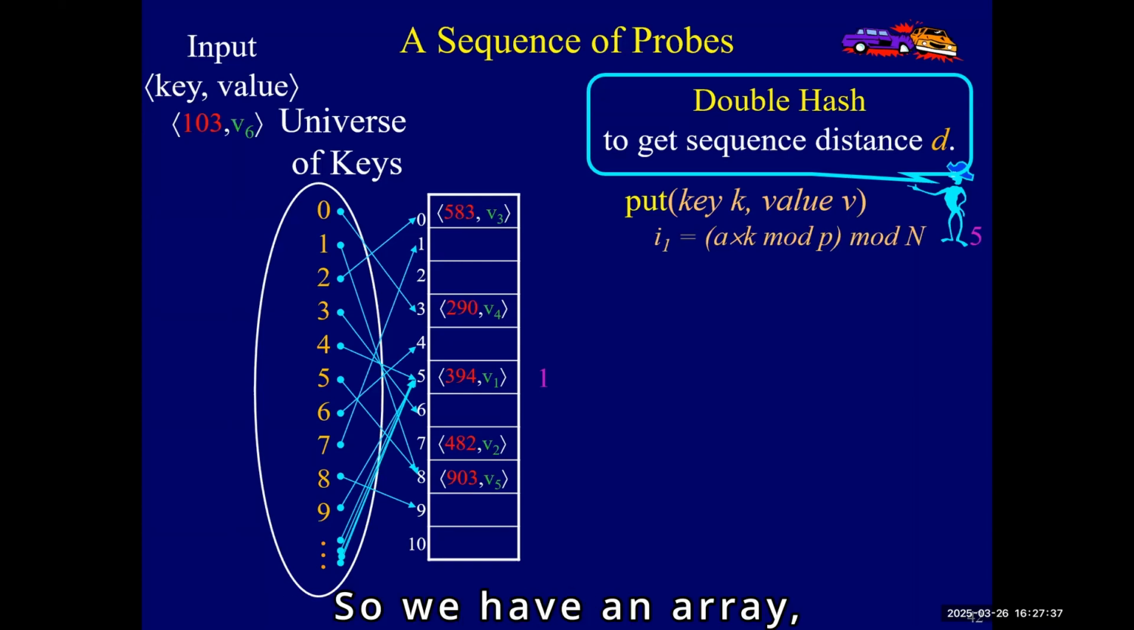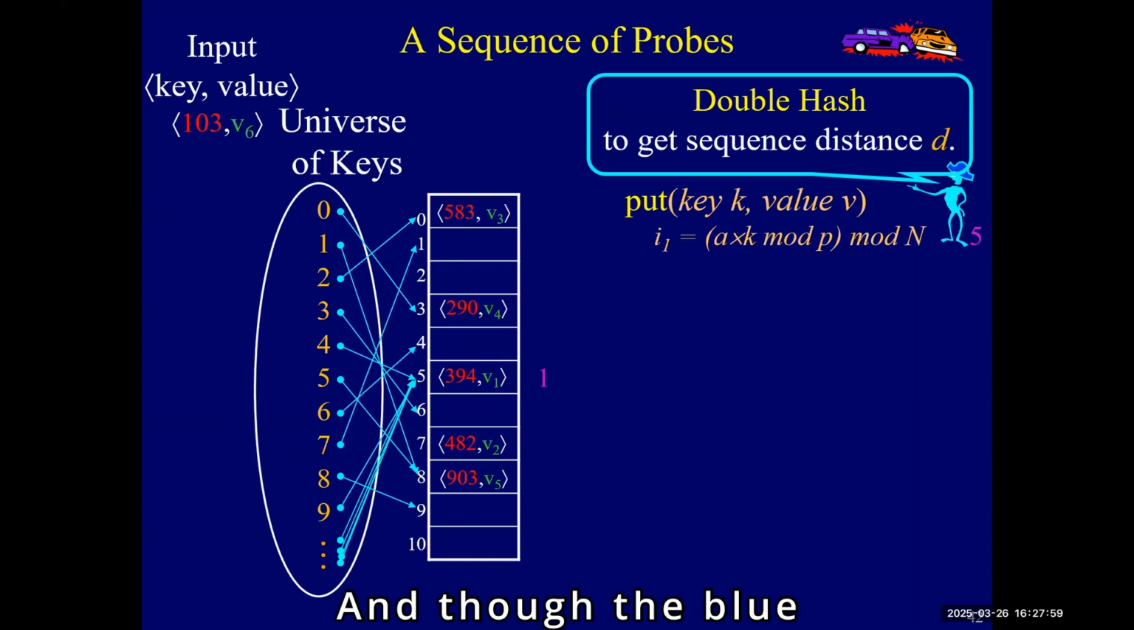right? So we have an array, it's of a given size, right? And then when items come, like 103, you look up, you hash the 103, and it puts you somewhere in the table, and then you store it, right? Everybody get that?